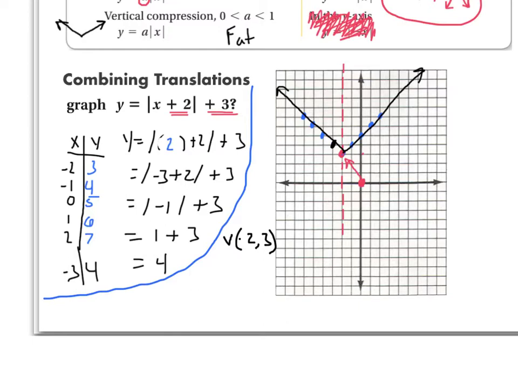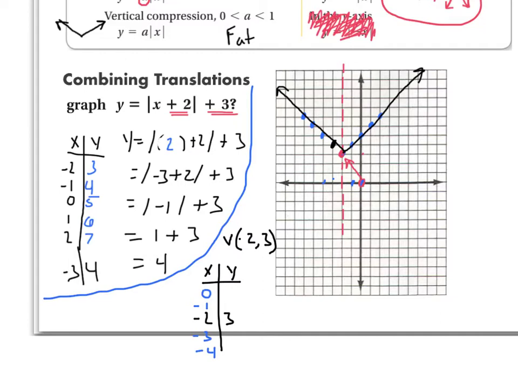Well, then from there, if I want to plot points, just put that vertex in the middle. And so then we want to pick x values to the right of our vertex, so like negative 1 and 0, and to the left of our vertex, like negative 3, negative 4. Because when you put the vertex in the middle, you're then going to see both sides of your v. You're not going to have to search for the vertex like you did yesterday.